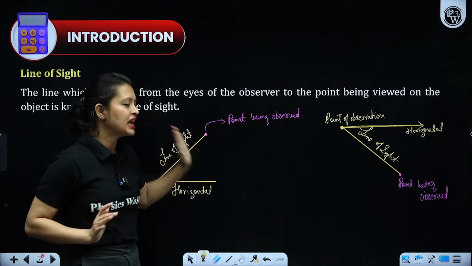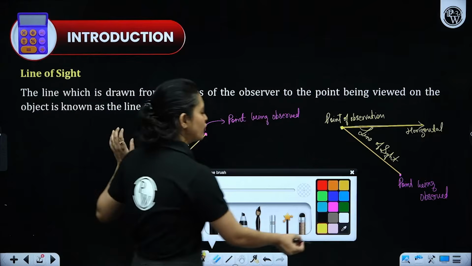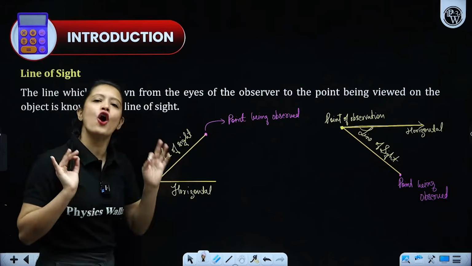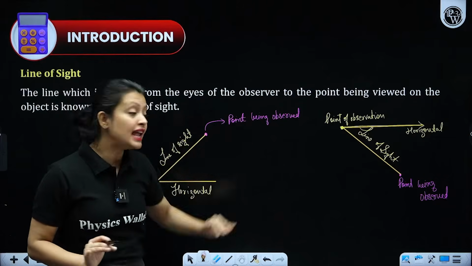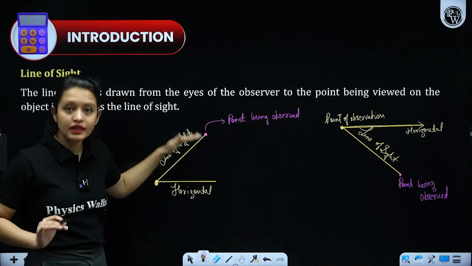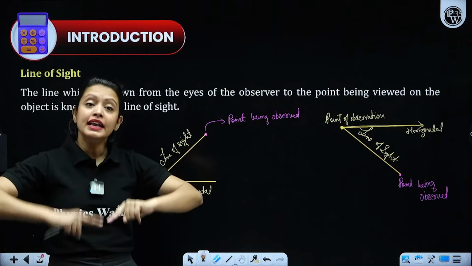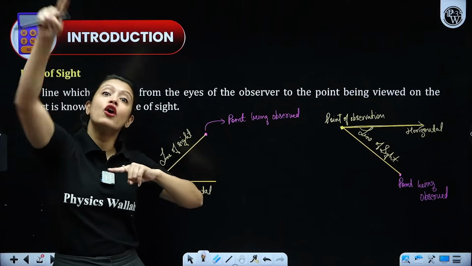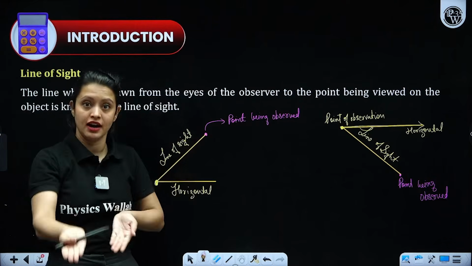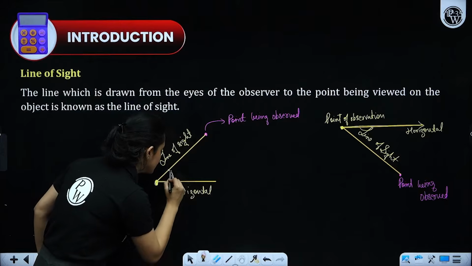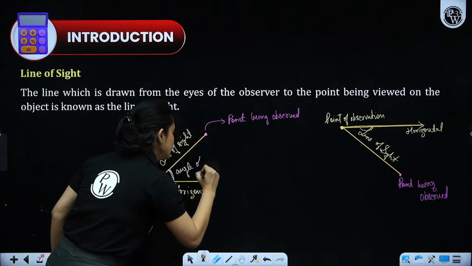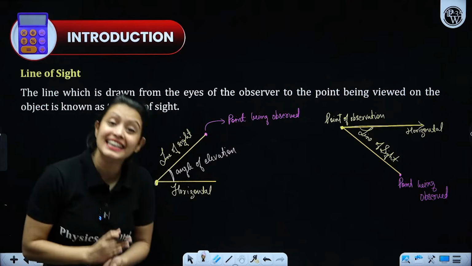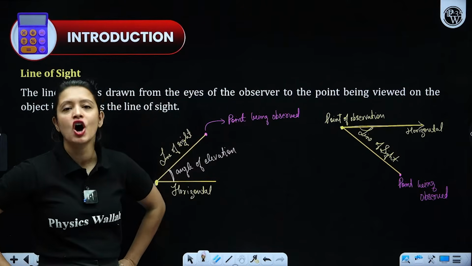Understood? Very simple. Now let's talk about angle of depression and angle of elevation. From here we will understand. Angle of elevation is formed when the line of sight is above the horizontal. That means when you have to look up to see something, angle of elevation is formed. And this is your angle of elevation. It is the angle between the line of sight and the horizontal.